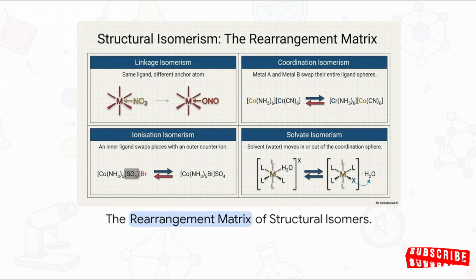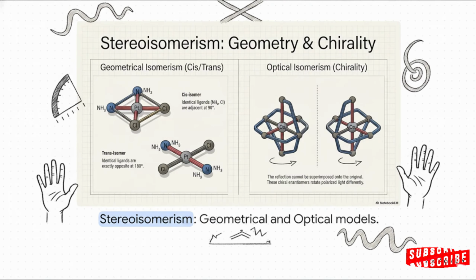They have the exact same chemical formula, but entirely different physical properties. You also really need to spot stereoisomerism. And here is common exam mistake number 3. Confusing geometrical and optical isomers.